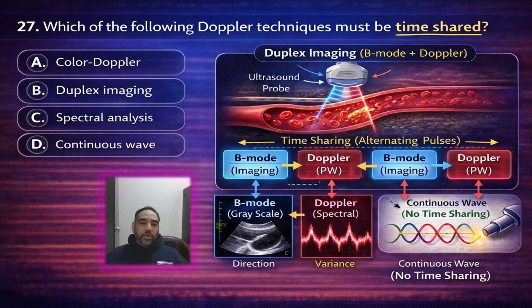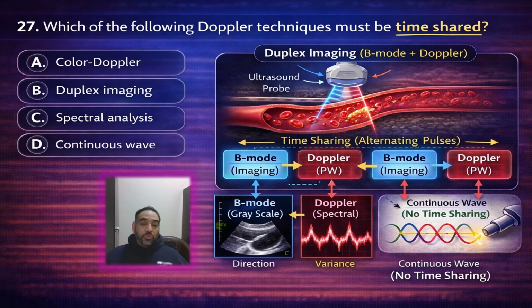So let's look at the other answers and why they are incorrect or not the most correct. A says color Doppler. Color Doppler is already integrated into the imaging system. So while it does require processing, it is not classified as a time-shared duplex system in that same sense. The exam is specifically targeting duplex B mode plus pulse wave Doppler. The next answer, spectral analysis, which is C, is incorrect because spectral analysis is just a display of Doppler data over time. It doesn't require alternating imaging modes.